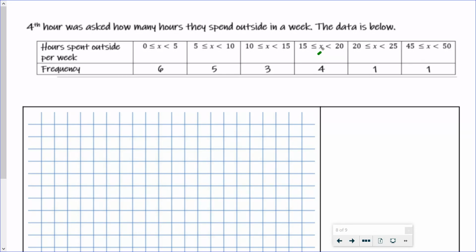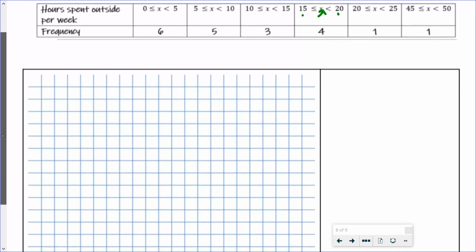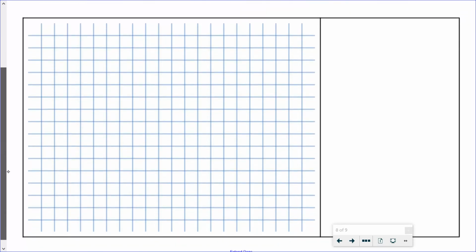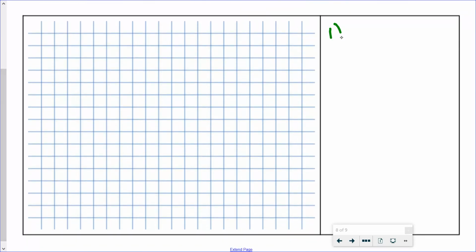Remember that X is going to tell us what it is that we're looking for. So this is 15 hours to 20 hours. X is somewhere in between there. So we read it as the lower number to the higher number. My first step in drawing a histogram is to label it. So I'm going to label it with hours outside, because that is what my data is showing me.